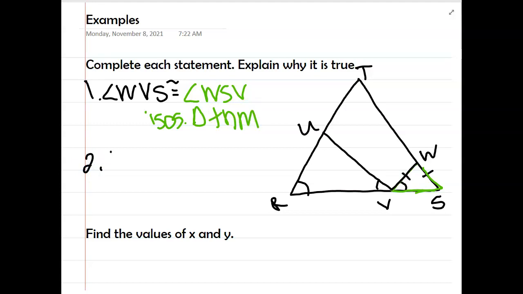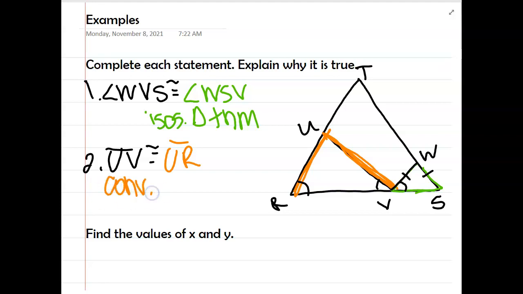Okay, number 2, what if I want UV is congruent to... do I have a side? UR, I agree with that. Yeah, it is congruent to UR. How do I know it's congruent to UR? Converse of the isosceles triangle theorem. See, that's the converse because I start with the angles, and if the angles are congruent, so are the sides.